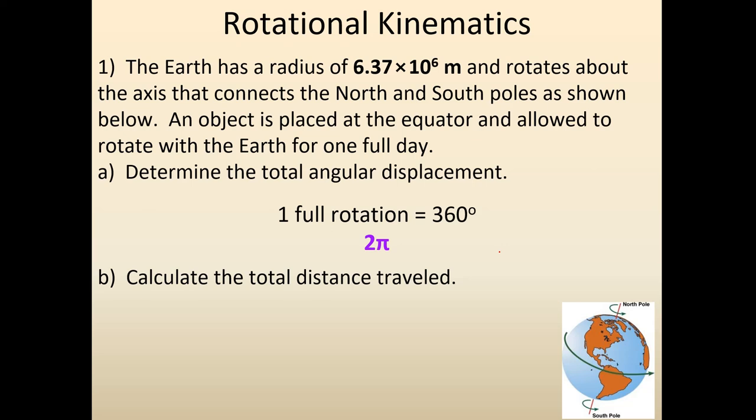Part B asks, what's the total distance traveled? I should point out that the question should refer to the total distance traveled by someone at the edge of the Earth. If you're at the edge of the Earth, you are going around the full circumference, essentially. I can use the equation S equals theta r. We know what theta is. We know what r is. Plug those numbers in, and the entire arc length of you moving in this circle with the Earth is going to be 4 times 10 to the 7 meters.